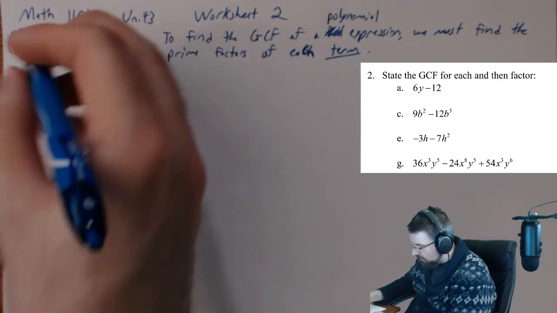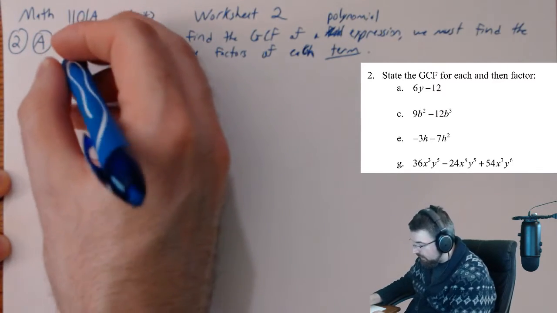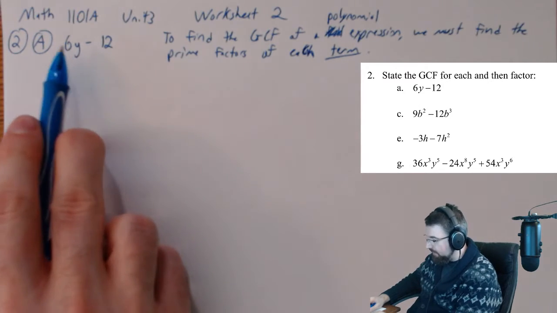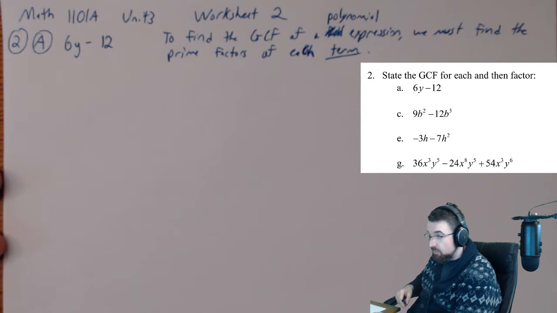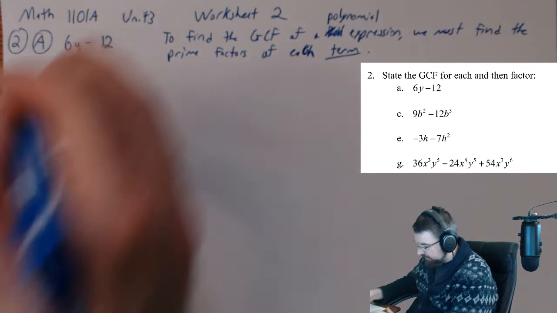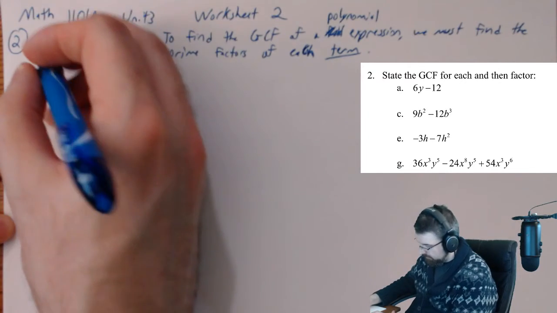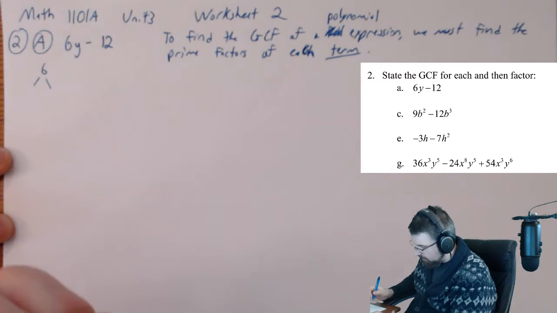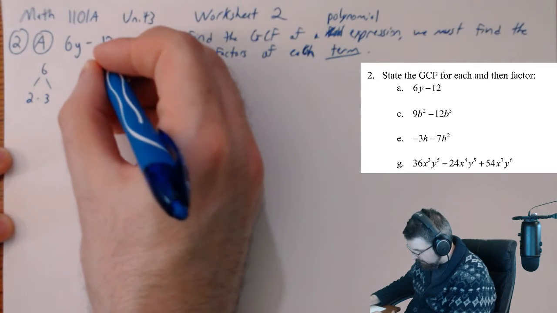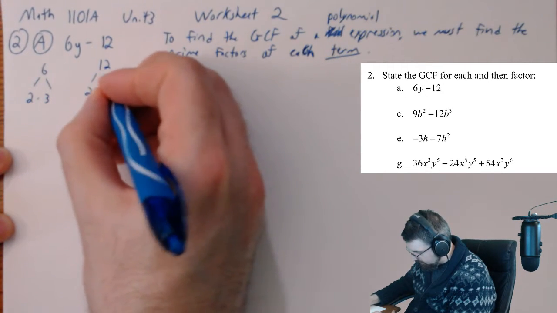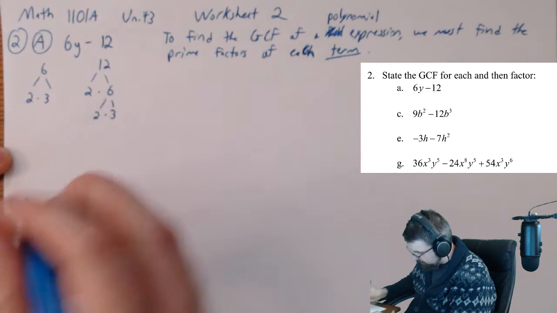But for A, suffice it to say, we just have to find the prime factors of 6 and 12. Now, you might know off the top of your head that 6 is a factor of 12, but I'm going to work through this from the very basics so you see how the operation goes. So I'm going to break 6 down into its prime factors. That's going to be 2 times 3. Done. 12 is going to break down into its prime factors. That's going to be 2 times 6, and 6 is 2 times 3, like so.